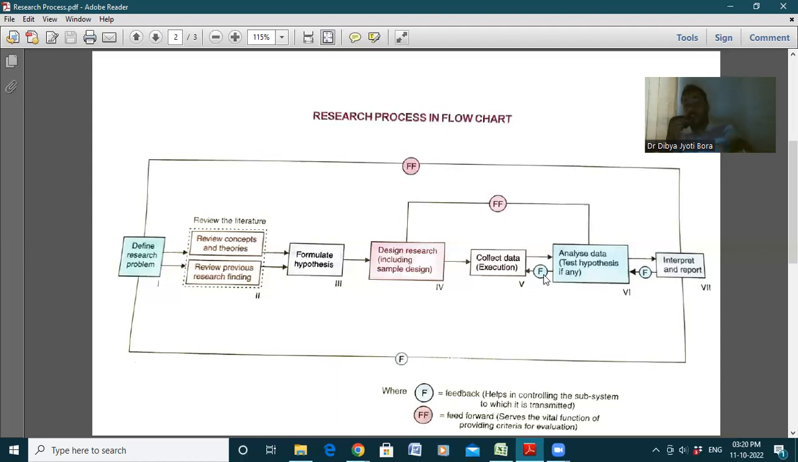If the feedback is not good, then we'll again repeat the stage. And here it is FF, design research to analyze data. Why? Because there are different stages involved, right? We need to carry out all the stages. So that's why this is feed forward. Means one output of one stage will become the input of other stage. Okay. Then lastly, we have interpret and the report. And that is also connected to define research problem as a feed forward. Okay. So I hope each stage is clear to you.